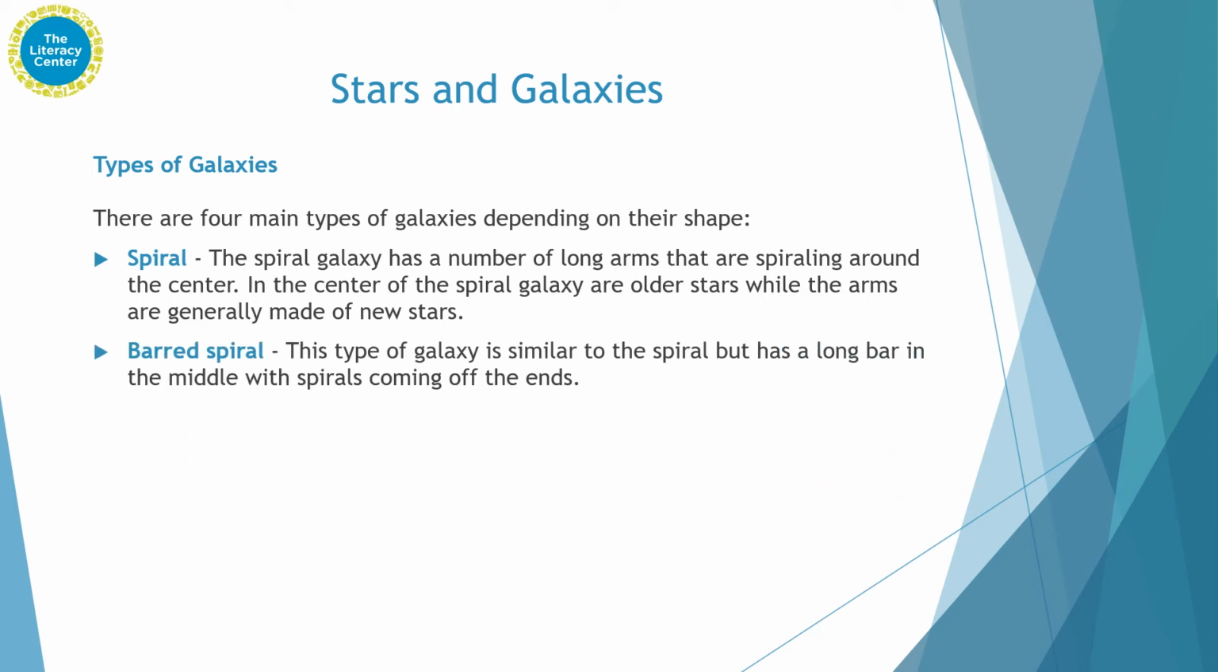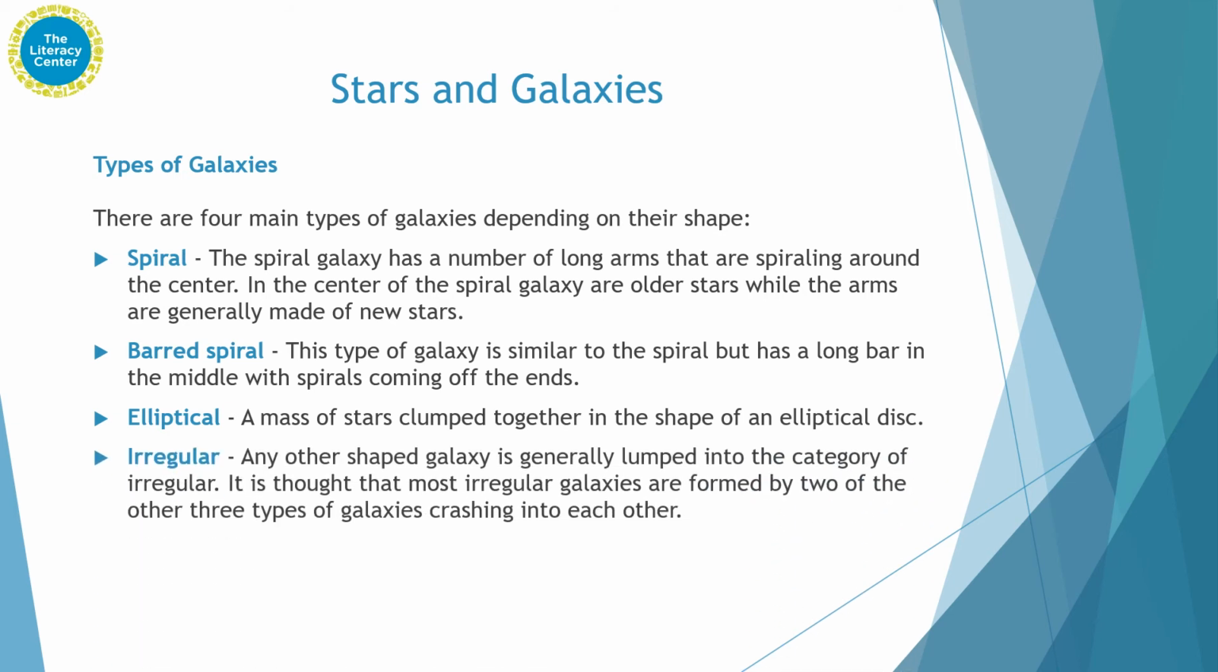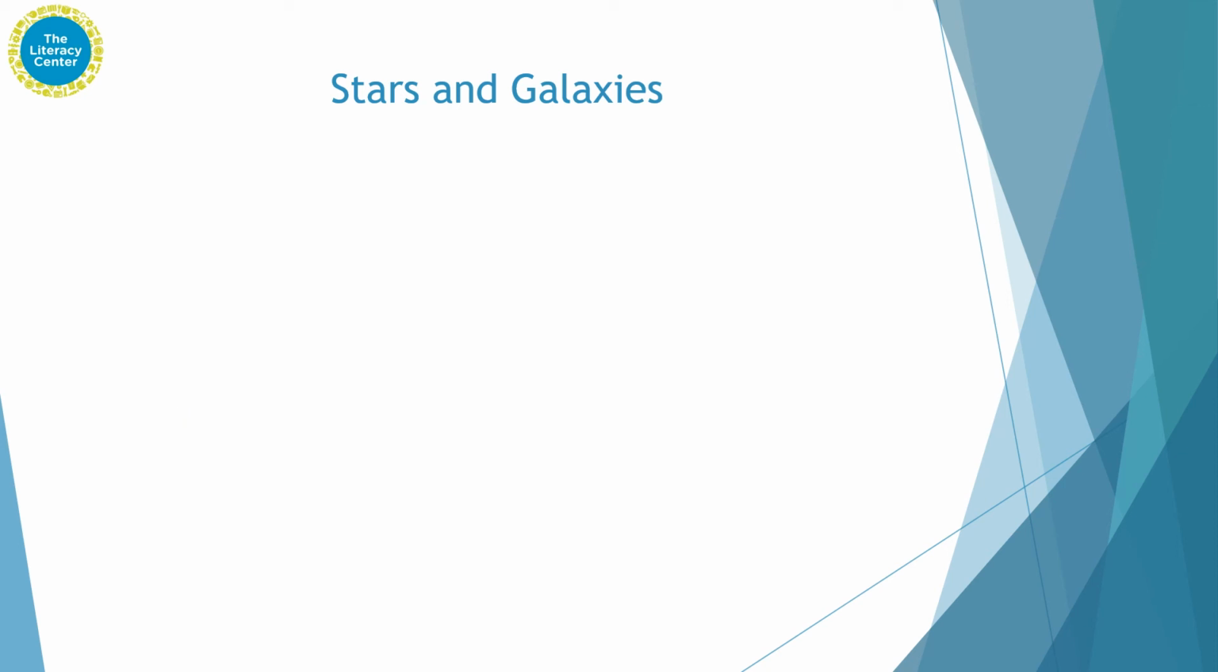Then comes barred spiral. This type of galaxy is similar to the spiral, but has a long bar in the middle with spirals coming off the ends. Then elliptical. An elliptical galaxy is nothing but a mass of stars clumped together in the shape of an elliptical disk. Then irregular. Any other shaped galaxies are generally lumped into the category of irregular. It is thought that most irregular galaxies are formed by two of the other three types of galaxies crashing into each other.